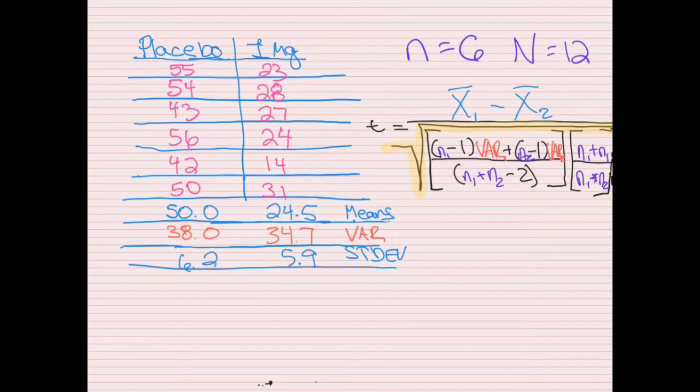We are going to do a t-test today, specifically an independent samples t-test. This is a t-test where you have completely different people in each of the groups. So we've got the placebo group versus people who got 1 milligram of something or another, who knows. Let's say it's an antidepressant, and these scores represent scores on some depression scale.